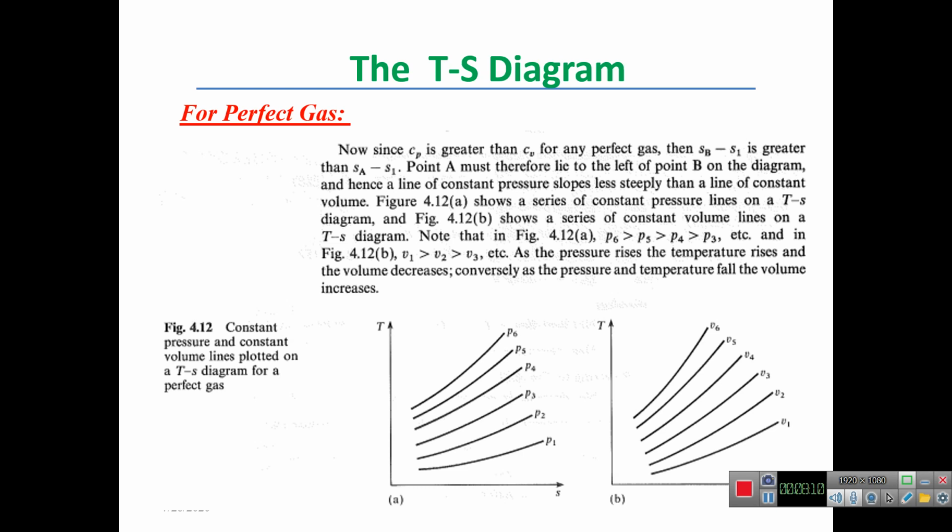P6 is higher than P1. On the other hand, in figure 4.12B, we can notice that V1 is greater than V2, is greater than V3, is greater than V6, which means as we go higher and higher with the temperatures, the volume is going to decrease such that the initial volume V1 is higher than the final volume at V6.